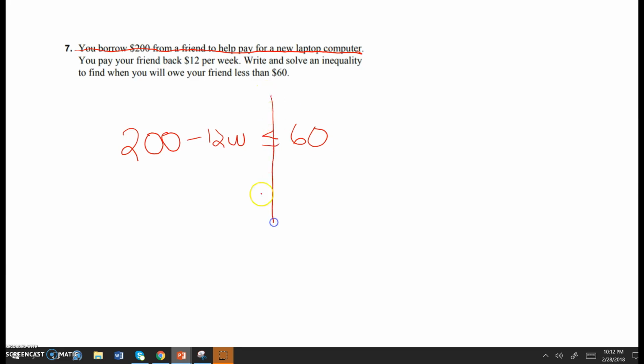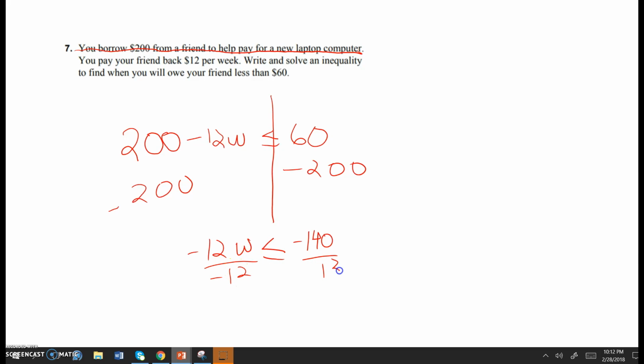So line down the middle. It's positive 200, so we're going to subtract 200. Negative 12w is less than or equal to negative 140. Now we're going to divide by negative 12, so it's going to flip our sign. Negative 140 divided by negative 12.